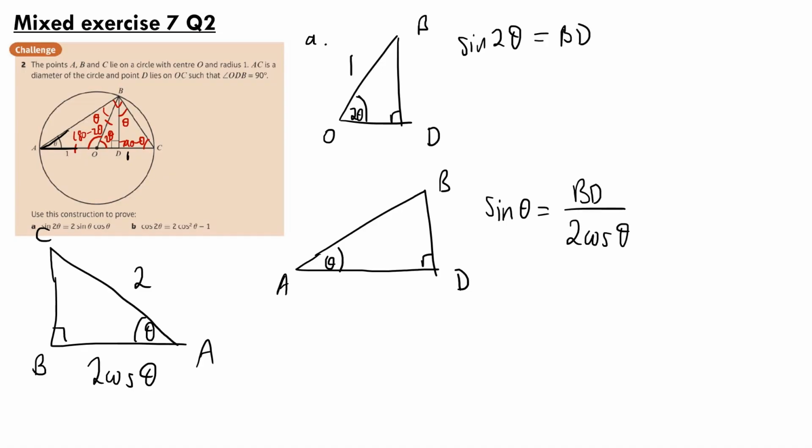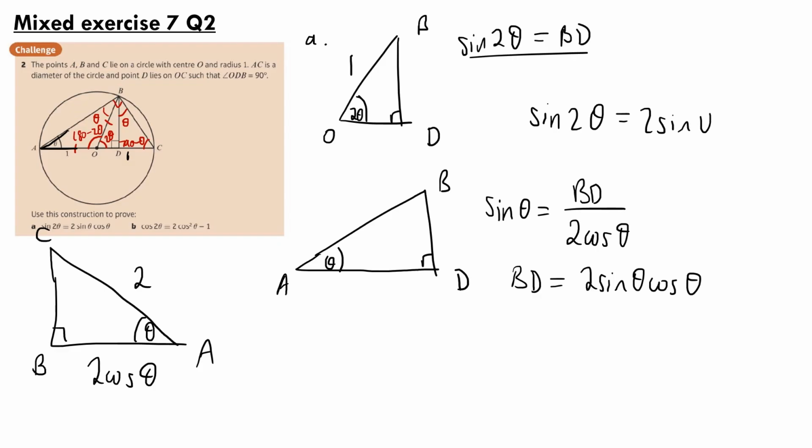And then we have now a formula for BD. Multiplying both sides by 2 cos theta gives BD equals 2 sine theta cos theta. And because we already know that BD is sine 2 theta, we can then say that sine 2 theta equals 2 sine theta cos theta as required.